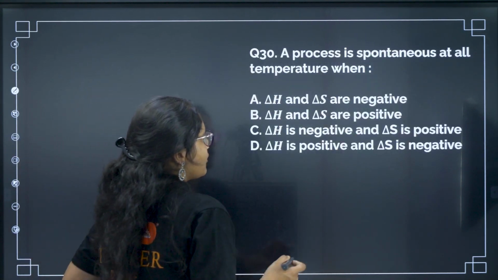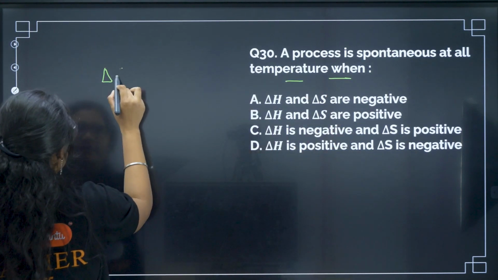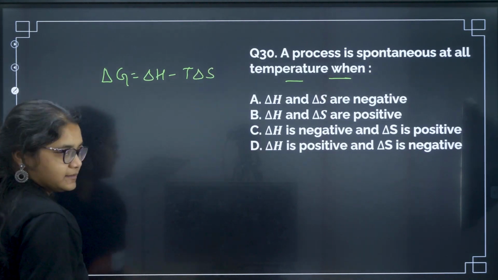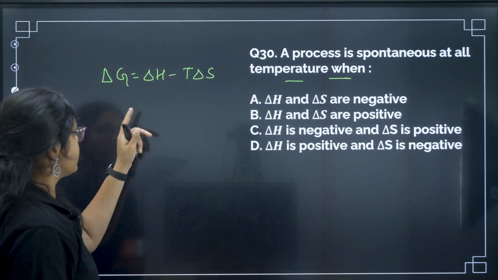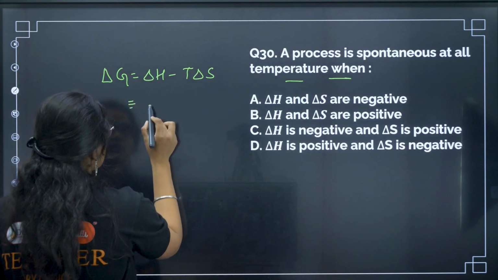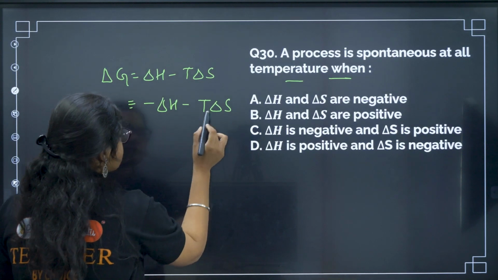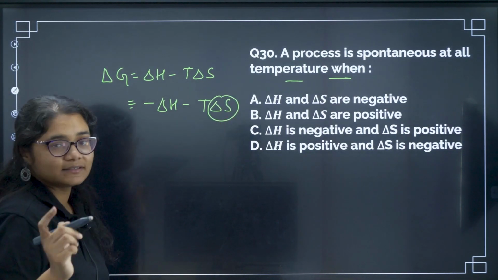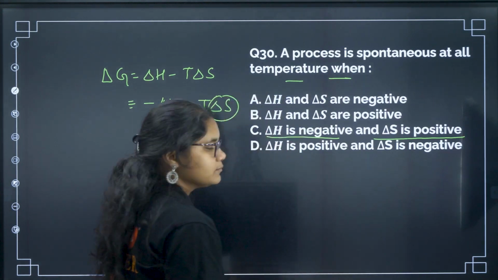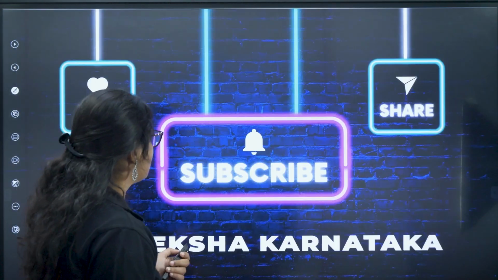Next, a process is spontaneous at all temperatures when? We have delta G is equal to delta H minus T delta S, right? It will be spontaneous if delta G comes out to be negative. For delta G to be negative, delta H can be negative and the T delta S term should also be negative. So this will come negative if delta S is positive. My condition should be delta H is negative and delta S is positive. So the correct answer for this question is option number C.